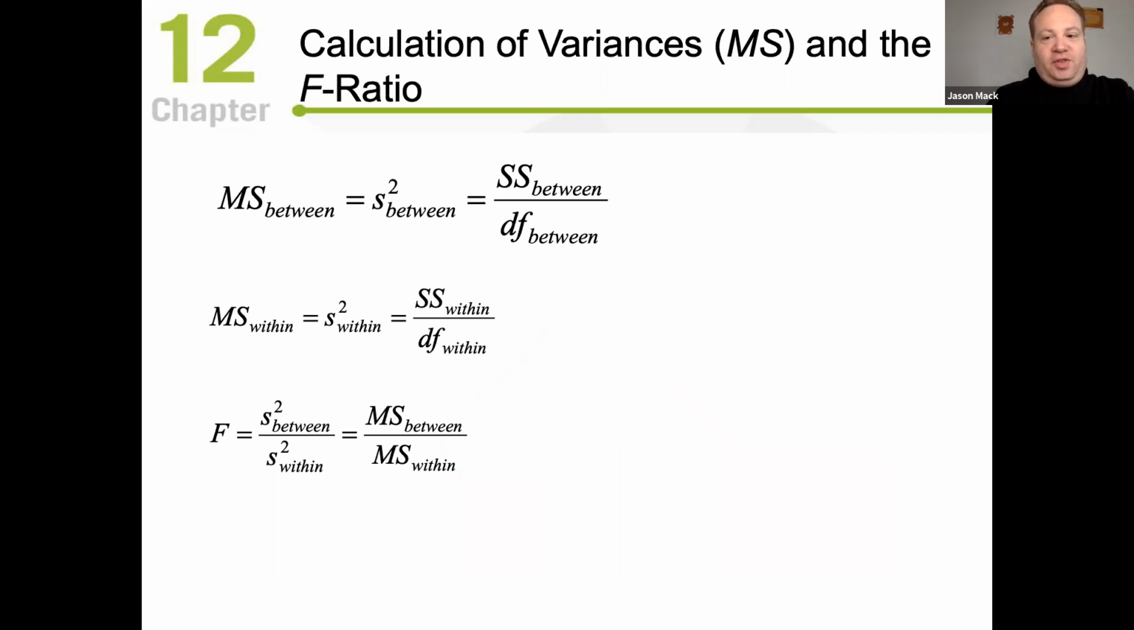You also want to remember these formulas: the calculation of variances, the MS and the F ratio. MS between is equal to S squared between, the sum of the squares between divided by the degrees of freedom between. MS within is equal to S squared within, SS within divided by degrees of freedom within. F is equal to MS between divided by MS within. Don't worry if you don't understand all this right now. Again, there are worksheets coming up.